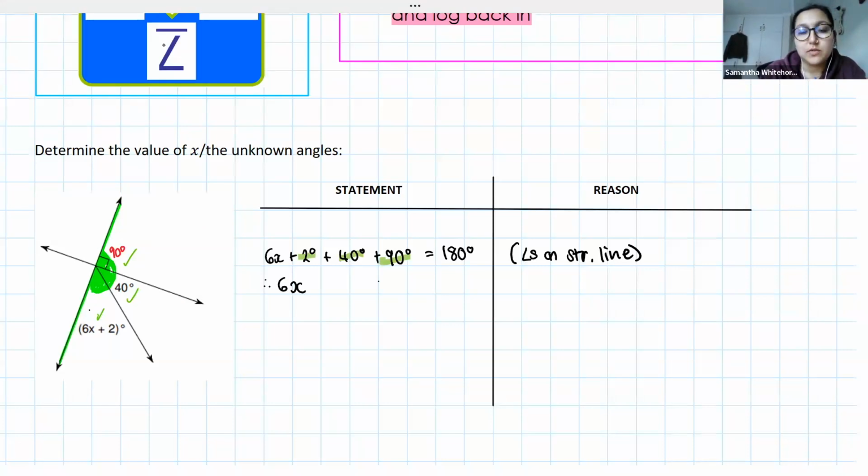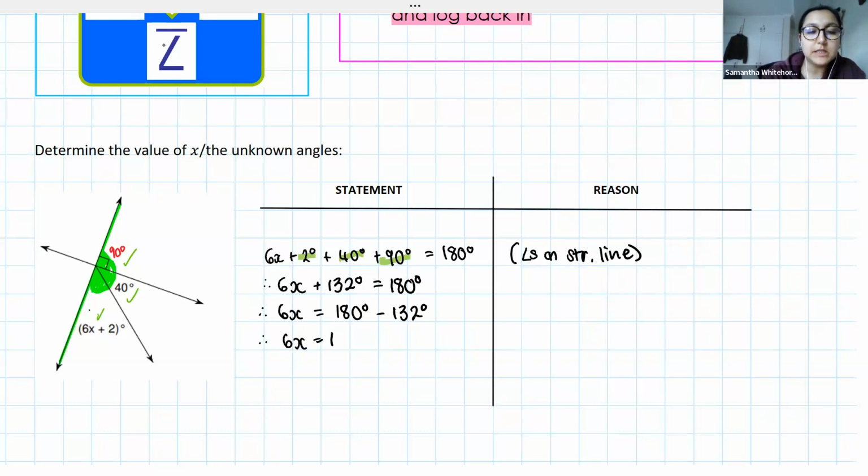So 2 plus 40 is 42, plus 90 is 132. So I've got 6x plus 132 degrees is equal to 180 degrees. Inverse operations tells me to subtract 132 on both sides of my equation. And that gives me 6x is equal to 48 degrees.